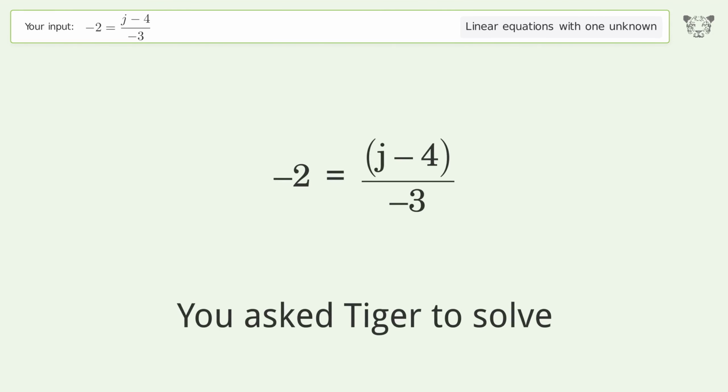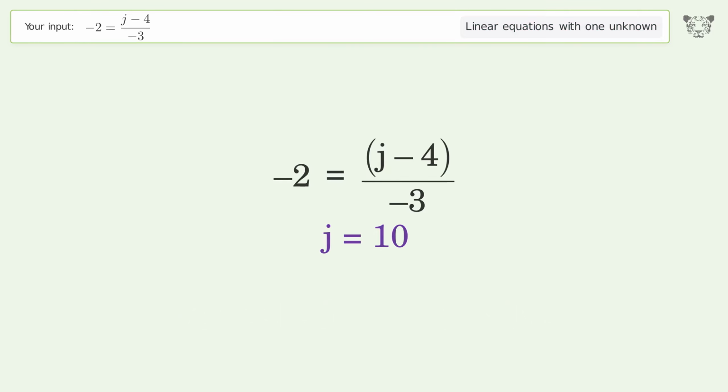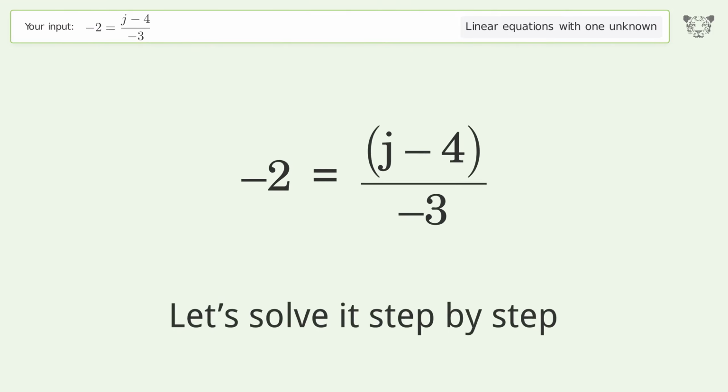You ask Tiger to solve. This deals with linear equations with one unknown. The final result is j equals 10. Let's solve it step by step.